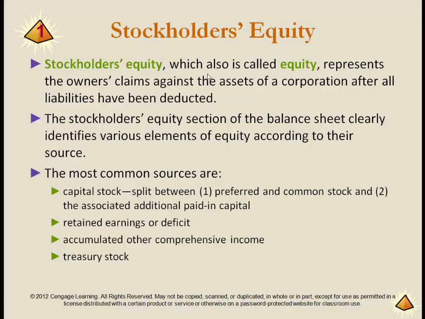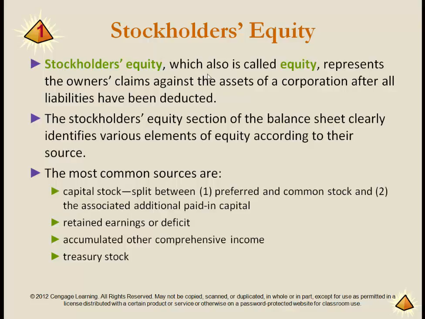And it's in the equity section of the balance sheet, and there's multiple elements to it. First one is capital stock, and the capital stock can be divided into preferred stock and common stock. And a lot of times they collectively are referred to as paid in capital, and then additional paid in capital is another account that goes along with those.